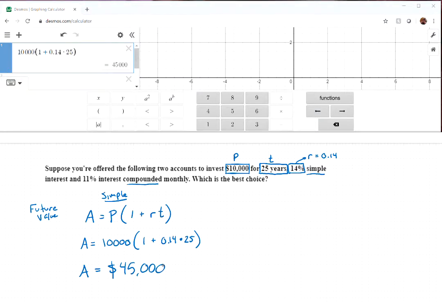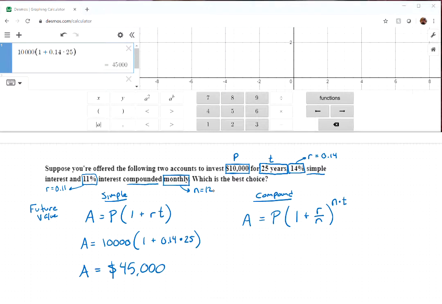All right, so now let's look at the other option, the 11% compounded monthly. So that 11%, that's our new interest rate. So when we convert that to a decimal, that's 0.11. So for compound interest, our formula for future value is A equals P times 1 plus R over N to the power N times T. So compounded monthly, that means 12 times a year. So N is equal to 12.